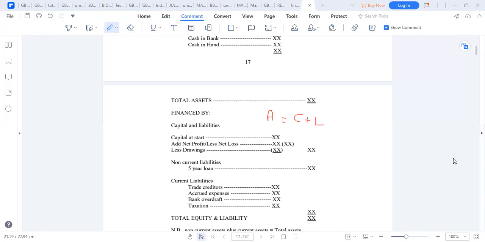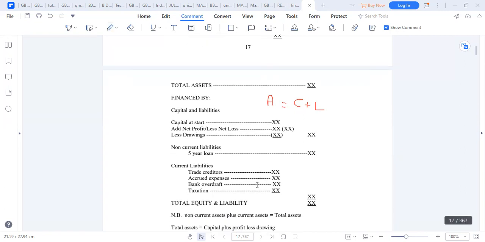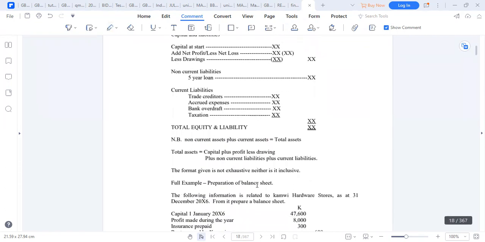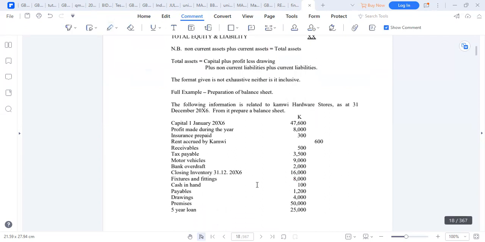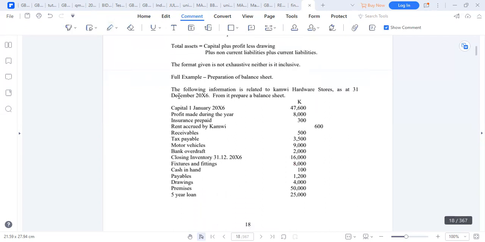Okay. So this is what we're going to basically align. So for now, I need you to understand the formats that are there. All right, so we have the following information here. So what we want is to prepare a balance sheet using this information. Let's balance it up. So we have capital. So let's use the format that I'm talking about together.